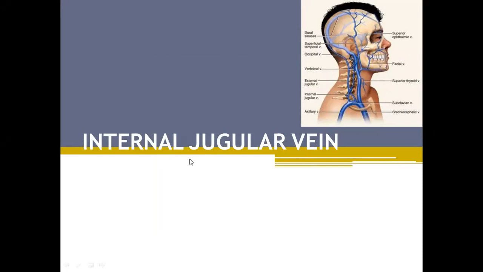One on the right side and the other on the left side. So they are the chief veins of the head and neck. They collect blood from the brain and the superficial parts of the face and the neck.